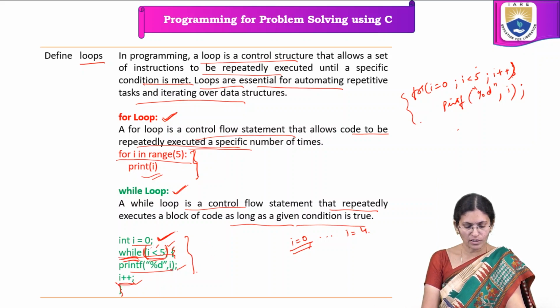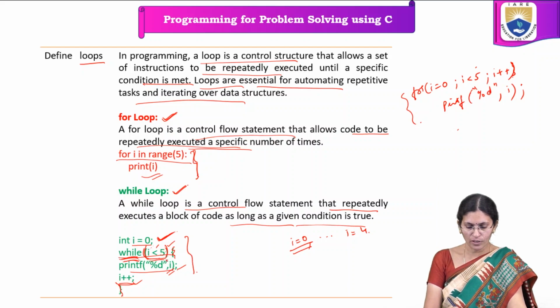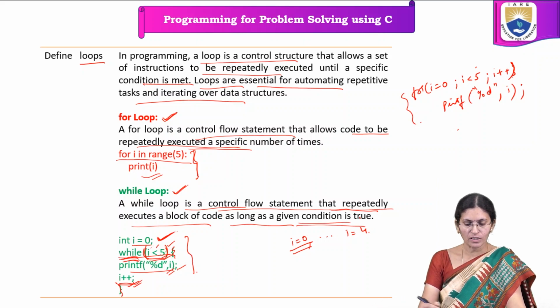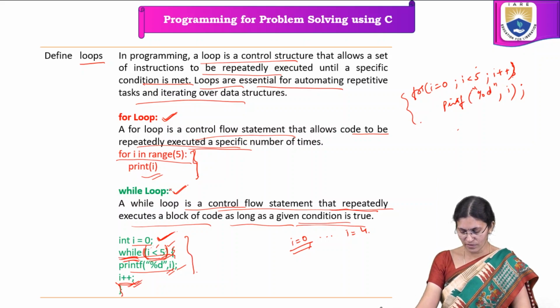Otherwise, it will go on printing this I value 0, 0 and so on. So it will not reach this condition at all. Therefore, inside this, you need to also have an update expression. So a while loop is a control flow statement which repeatedly executes a block of code as long as the given condition is true. But the syntax for while loop and for loop is different.